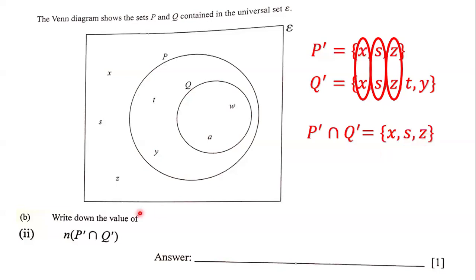But the question asks us to determine the number of elements, how many elements are inside the set. As we can see, there are only 3 elements, 1, 2, 3. And so the number of elements in P complement intersect Q complement is 3.